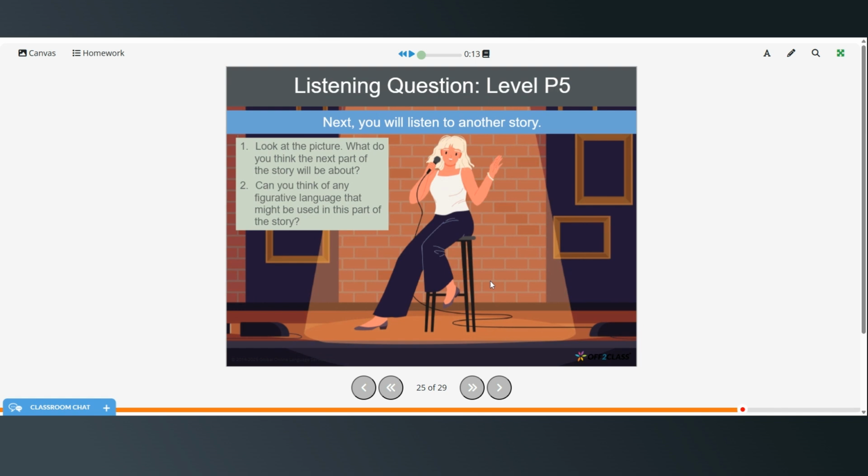All right, we'll listen to another story. Again, look at the picture. What do you think this next part of the story will be about? And can you think of any figurative language that might be used in this part of the story?